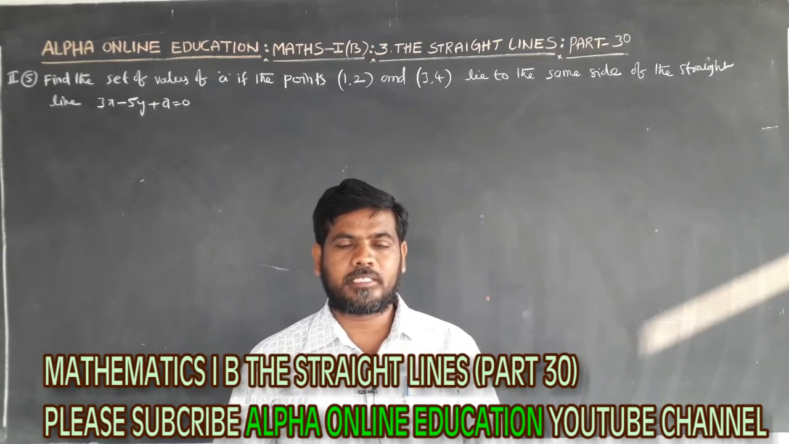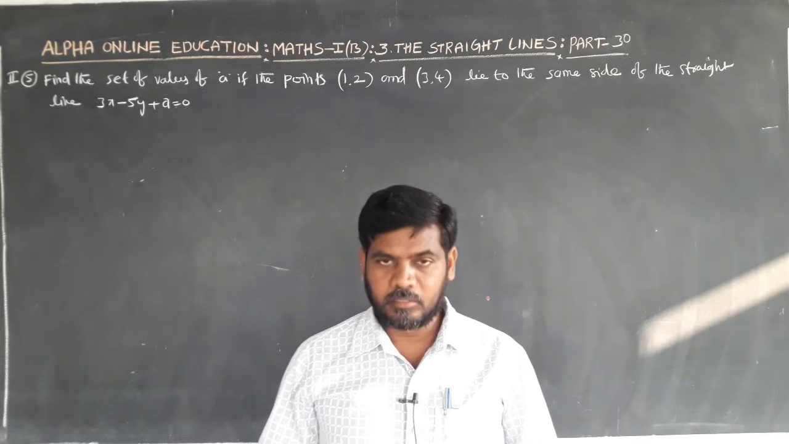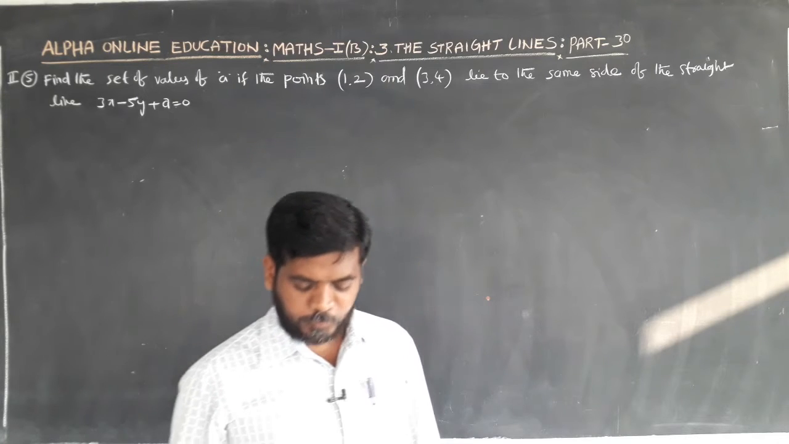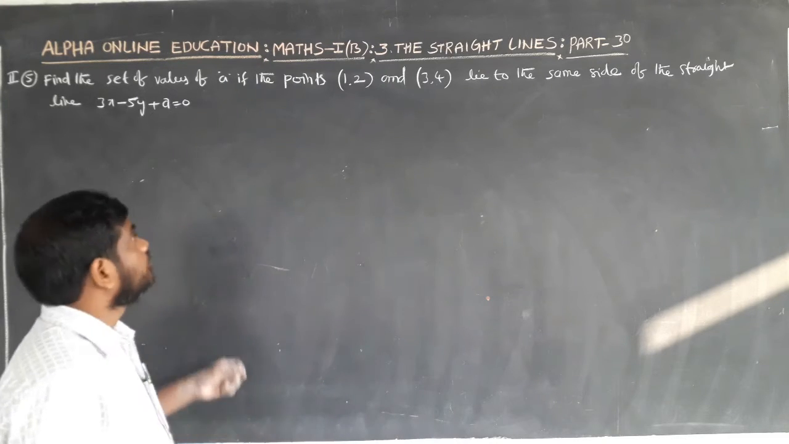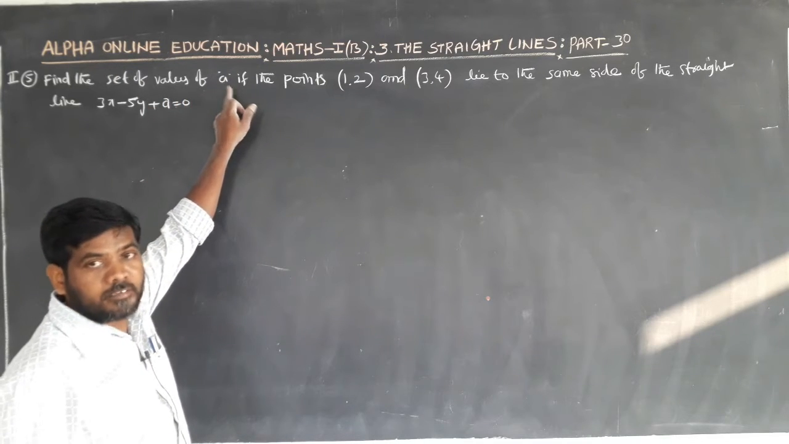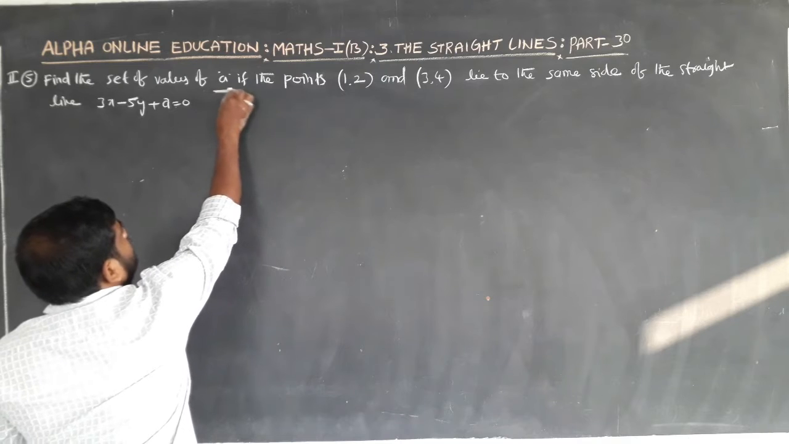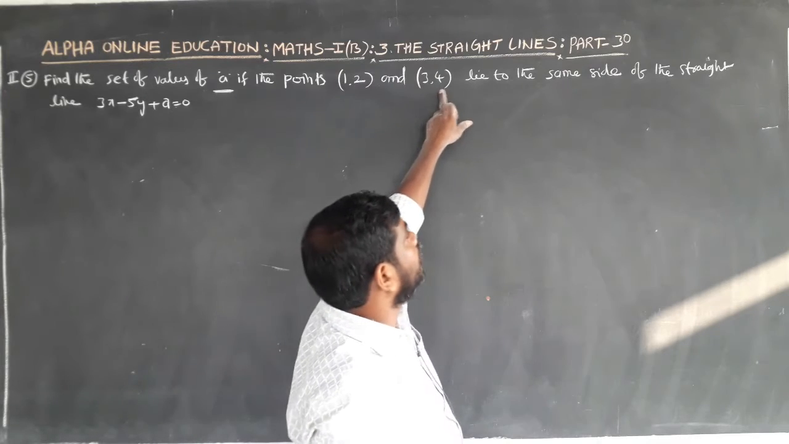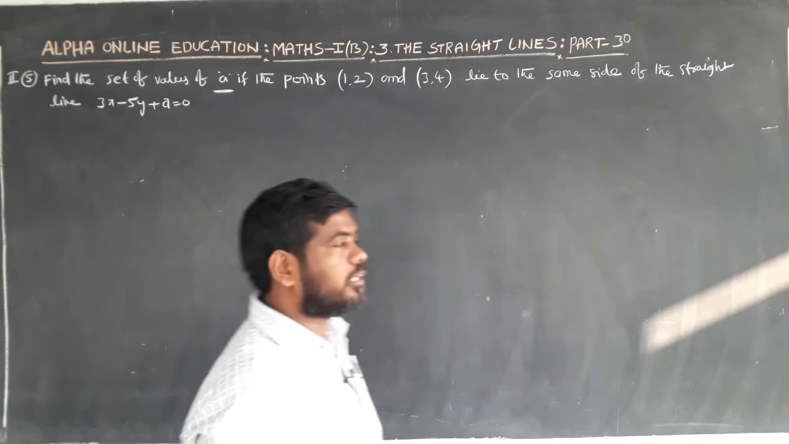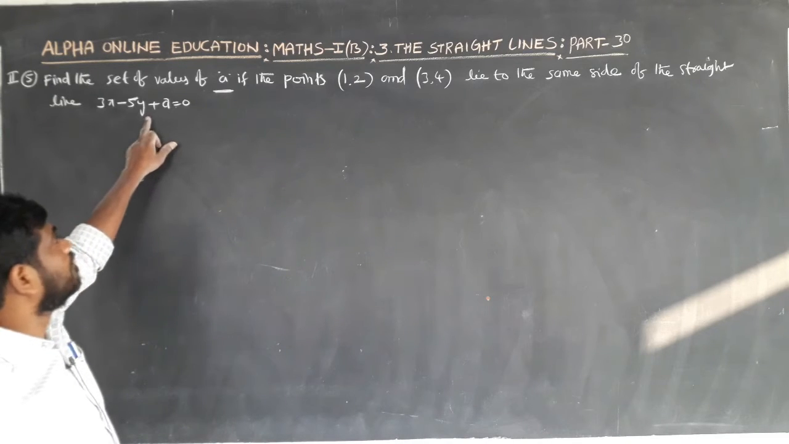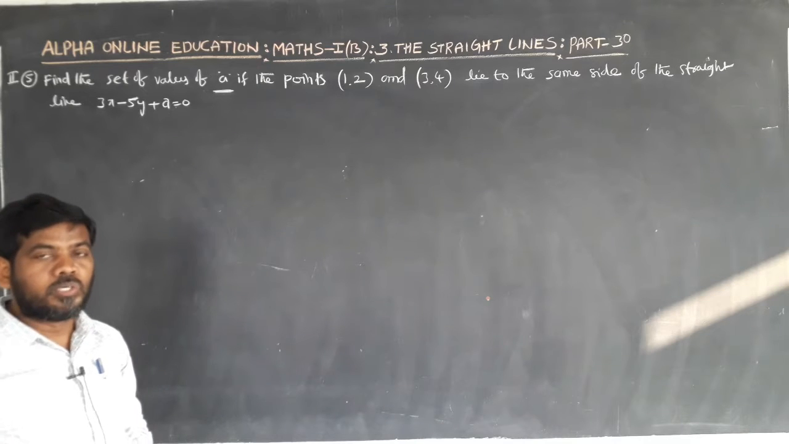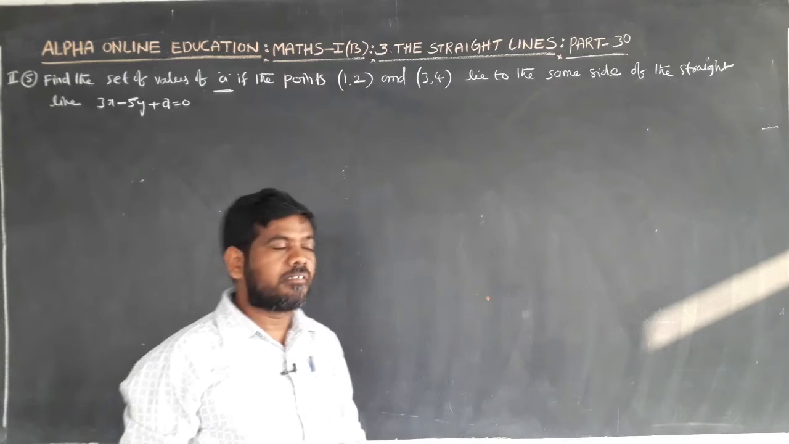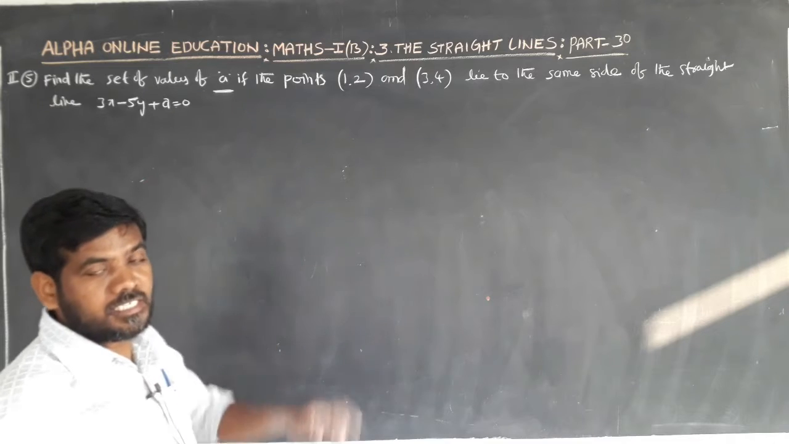Mathematics 1B, third chapter, the straight lines, exercise 3C, second bit, fifth problem, an important problem. Find the set of values of a if the points (1, 2) and (3, 4) lie on the same side of the straight line 3x minus 5y plus a is equal to 0.